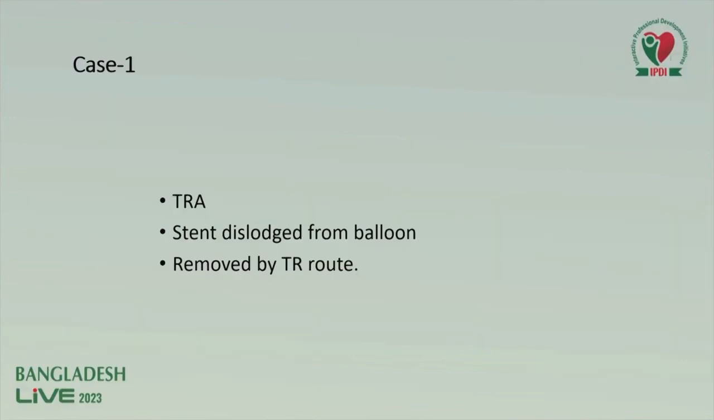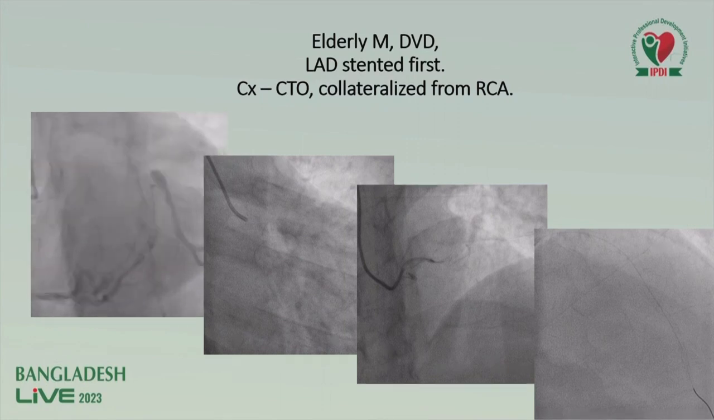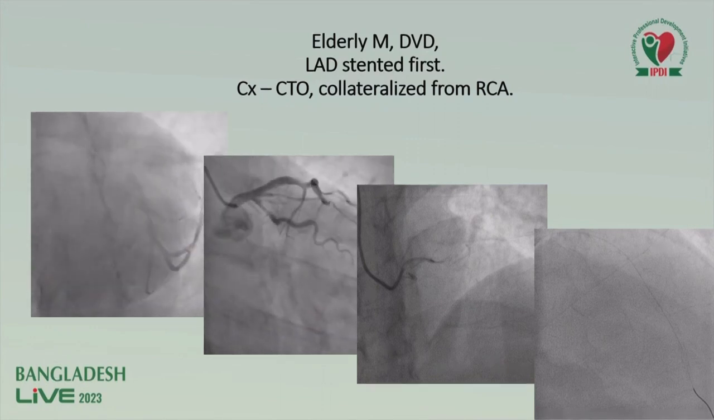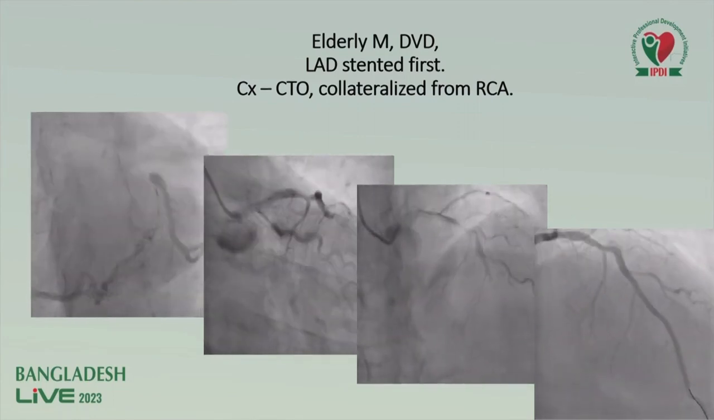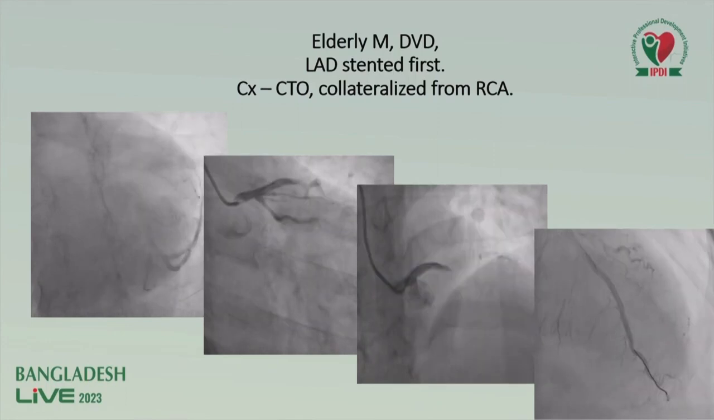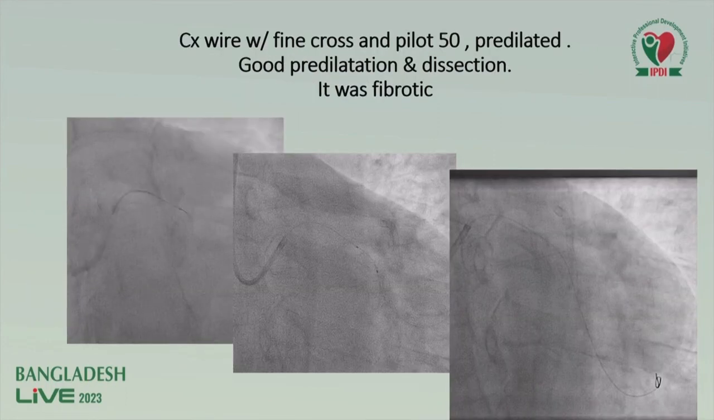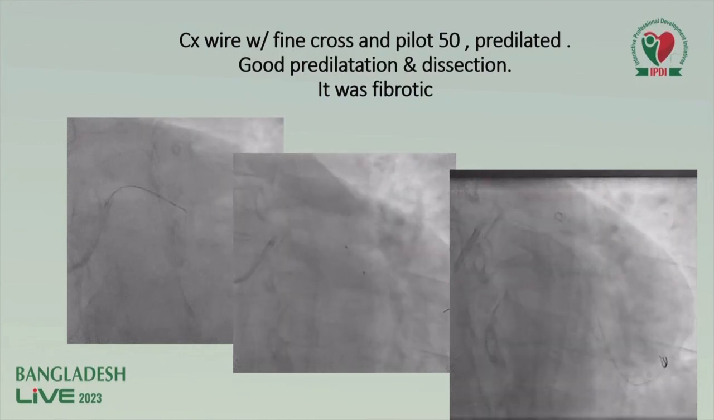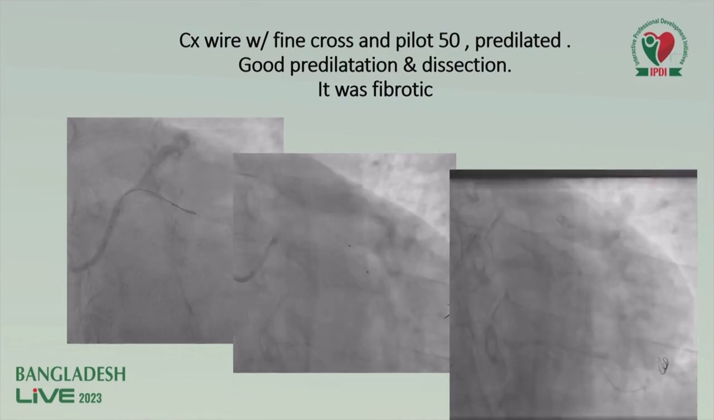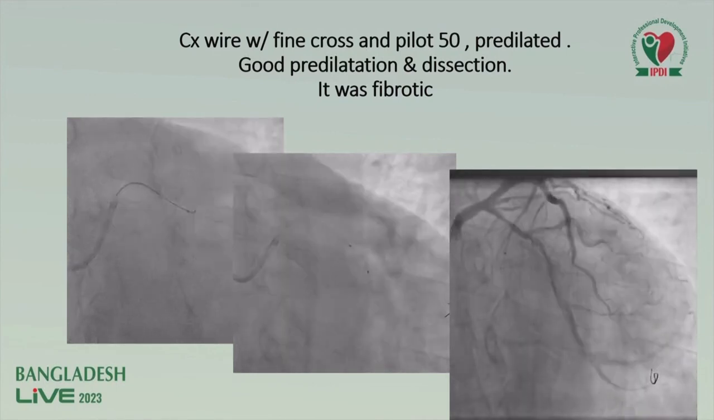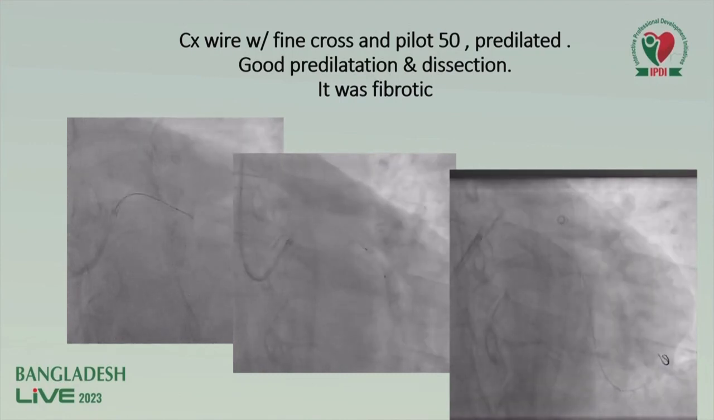My first case is transradial, with a stent. The LCX was totally occluded. There was a lesion in the LAD that was dealt with first. Then the LCX was crossed. There was a long, fibrotic lesion as well as a lot of dissection. That was a transradial procedure with a 5 French catheter. That is the drawback here.